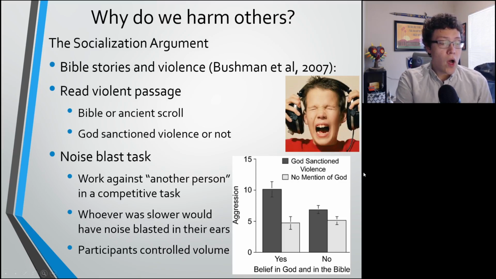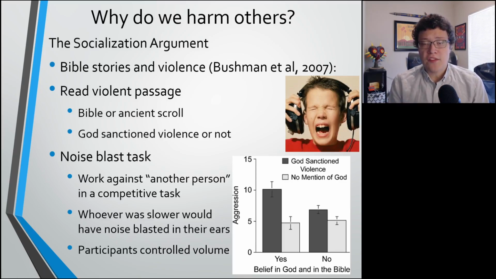When God sanctioned the violence, we see that people were more likely to be aggressive and use louder volume here for this being in the Bible, right? When this is not the Bible, when this is just an ancient scroll, we see a big decrease here. And when God sanctions the violence, again, there is a big increase. Both of these conditions are actually significant. However, when there's no mention of God for the violence, this didn't really matter.